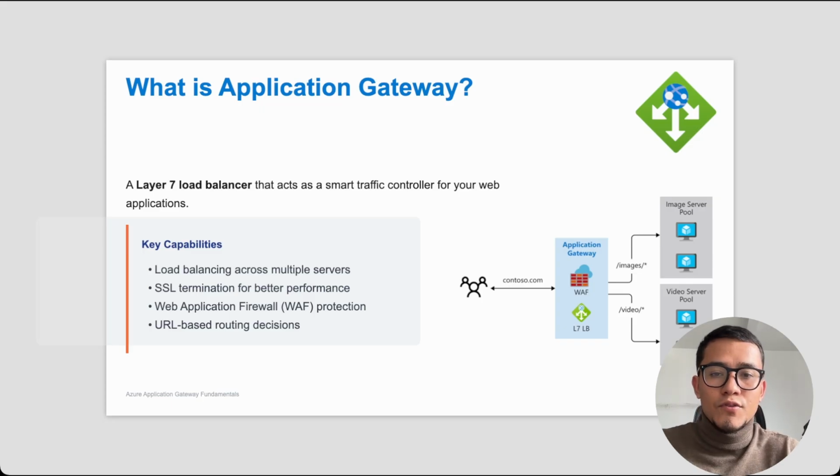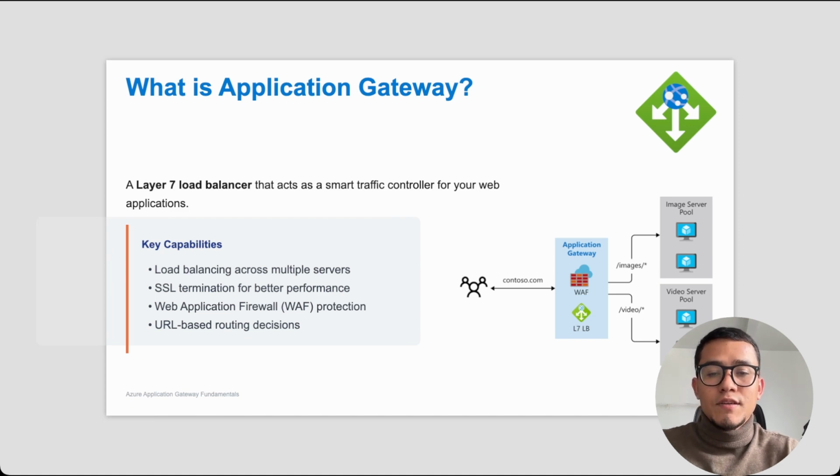It sits between your users and your backend service, doing 4 key things: load balancing the traffic across multiple servers, SSL termination to offload encryption work, web application firewall protection to block attacks, and URL-based routing decisions.